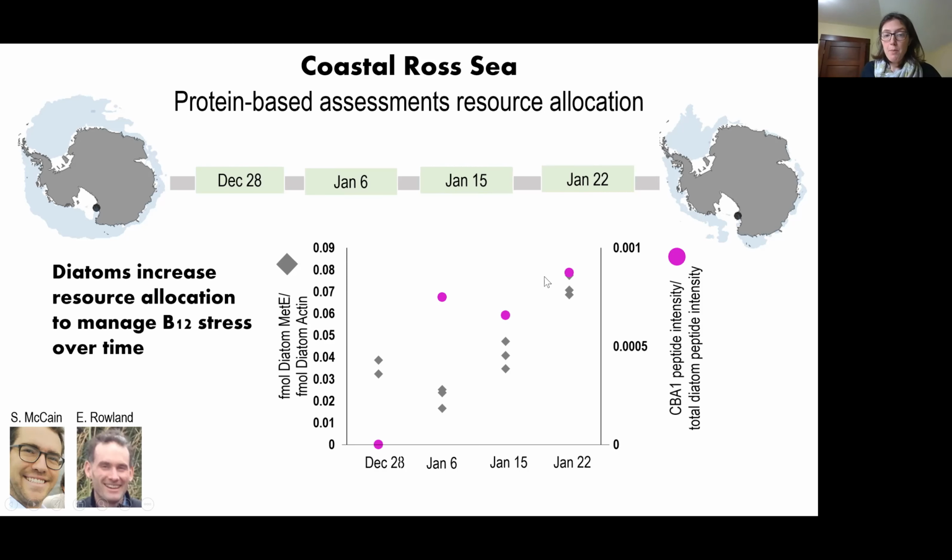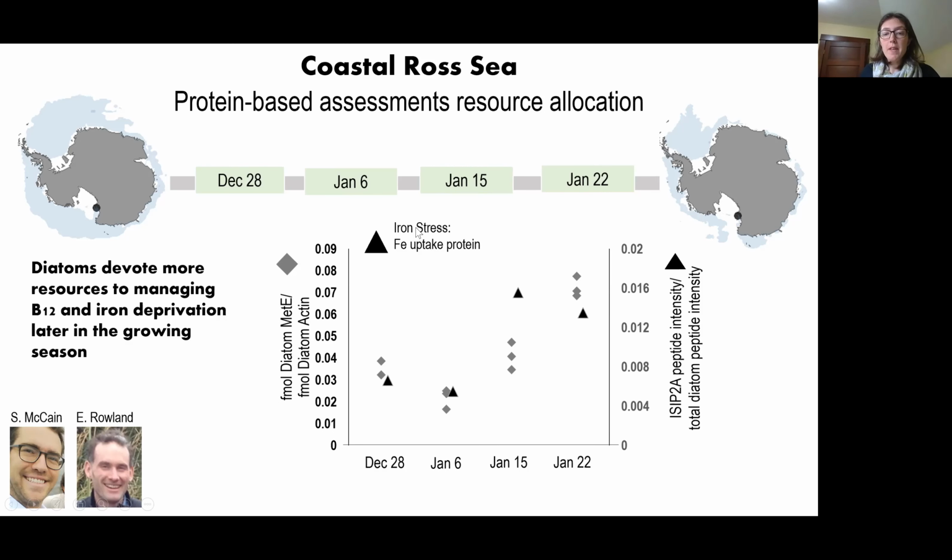So we can ask the same question about iron. And so we know that this protein shown in black here, ISIP2A or phytotransferrin, is really critical for managing iron stress. It's involved in iron uptake. And what you can see is that the expression of this protein increases over time. And so this means that diatoms are devoting more resources to managing not only that B12 stress, but also iron stress as we get later in the growing season.